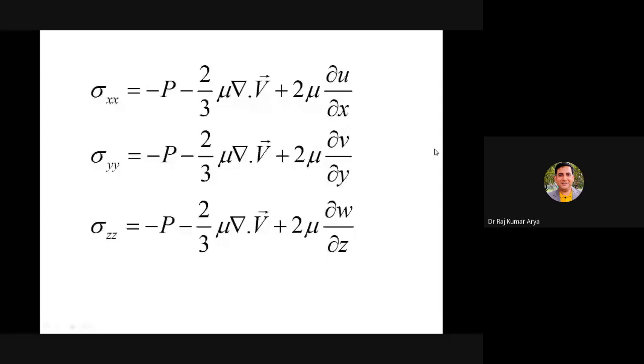Same thing, these shear stresses are also in terms of thermodynamic pressure, viscosity, and your velocity components. So these all can be measured easily. Now substitute all of them back into the previous one. If you do that, these equations will come. If you substitute everything, you will get this.